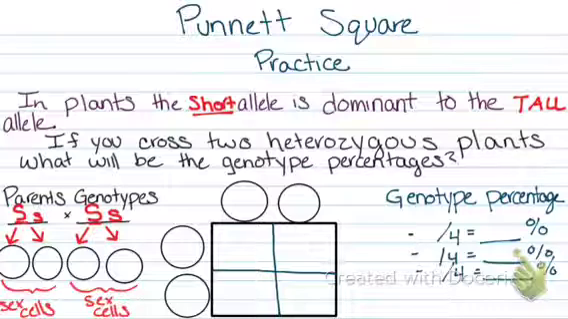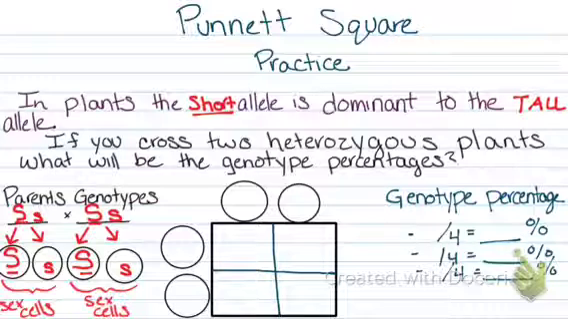When creating sex cells, the parent could either pass down the capital S or they could pass down the lowercase s. Once again, they could pass down the capital S or they could pass down the lowercase s. So now we're going to put the sex cells above and to the side of the Punnett square.